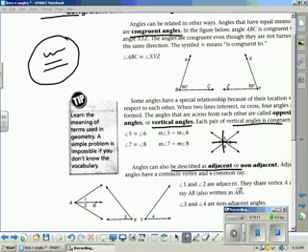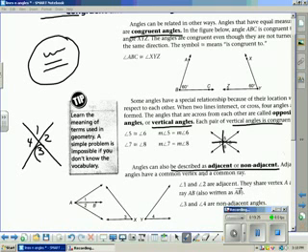Angles can be adjacent or non-adjacent. Adjacent angles share a side, share a vertex, and share a ray. Adjacent angles in this diagram: what angle is adjacent to 3? Angle 4 and angle 2, because 3 shares a side with 4 and shares a side with 2. Not adjacent to angle 3 is angle 1.